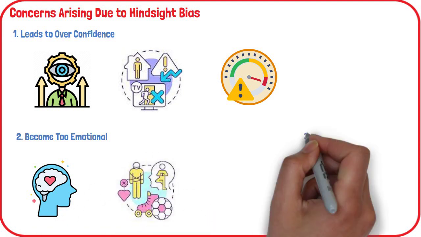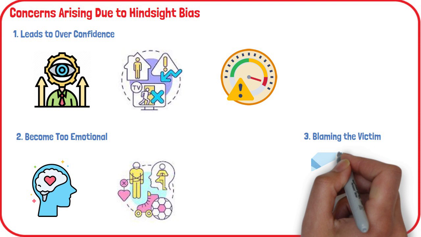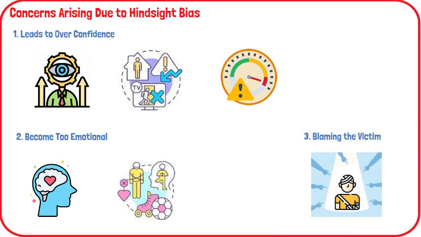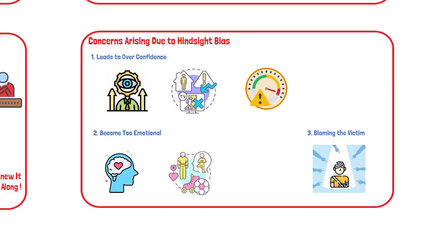Blaming the victim is another possible effect of hindsight bias. People often believe that since they knew what was going to happen all along, the victim of a crime, accident, or other tragedy should have also been able to easily predict the outcome.